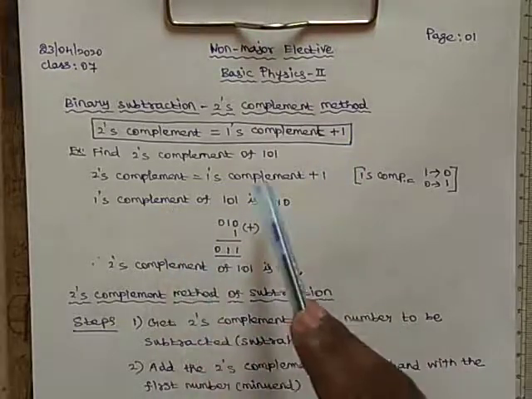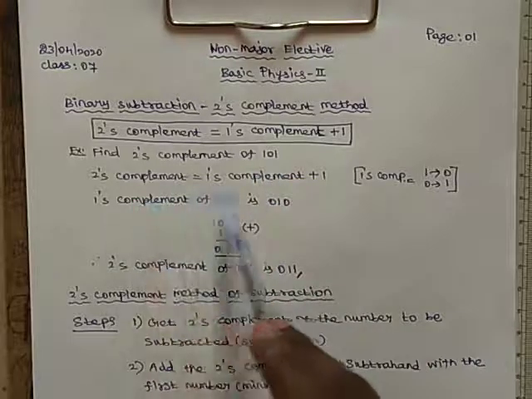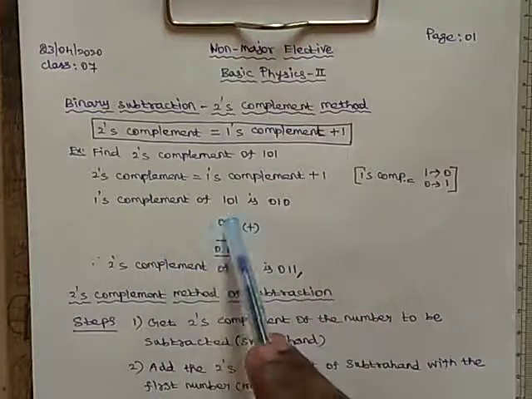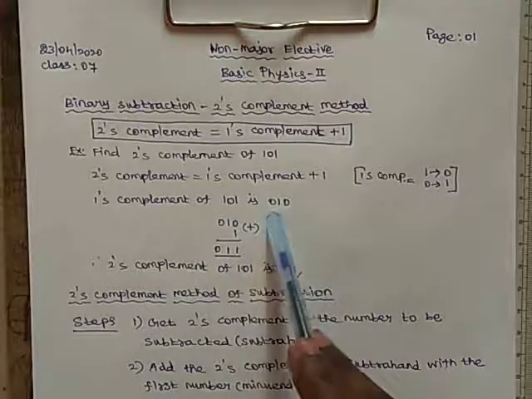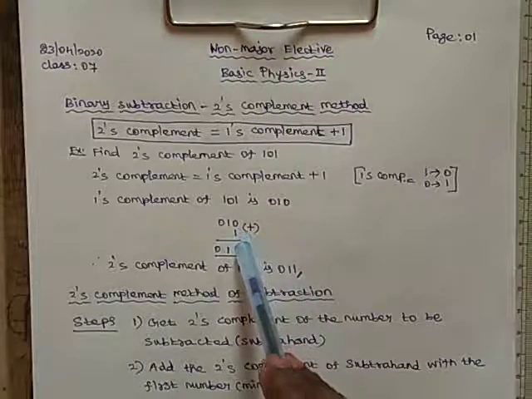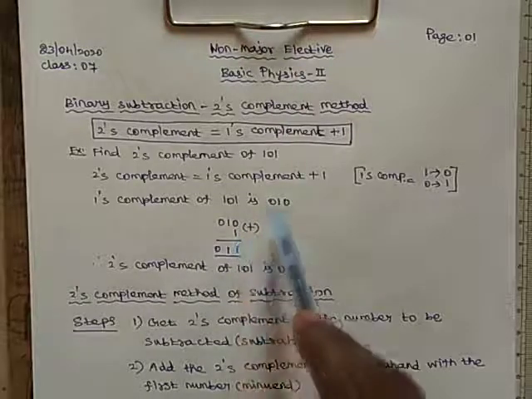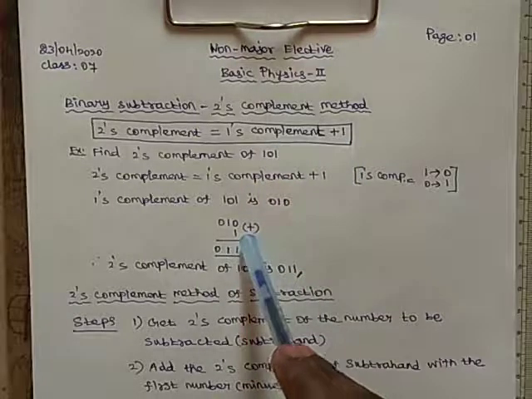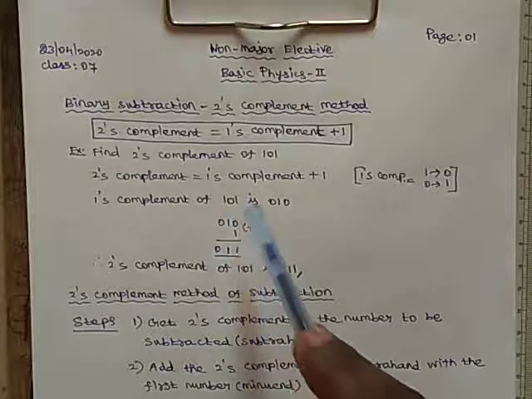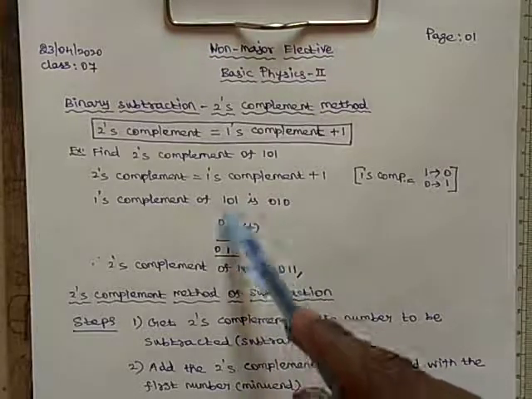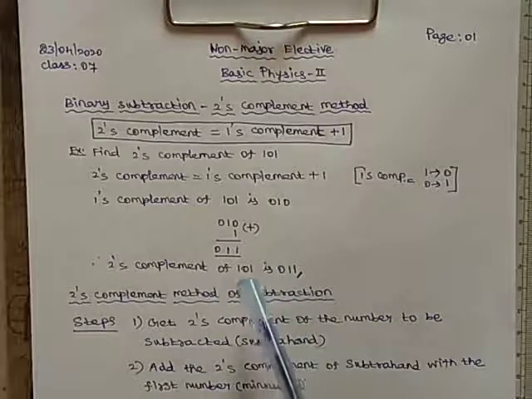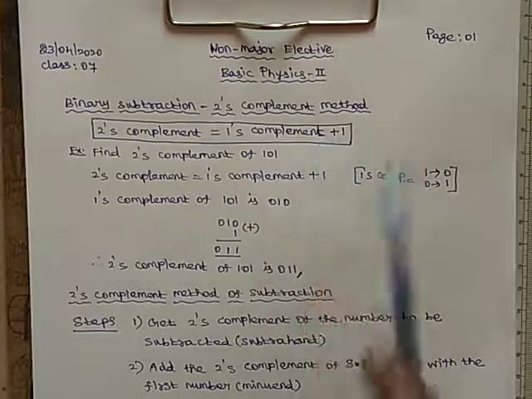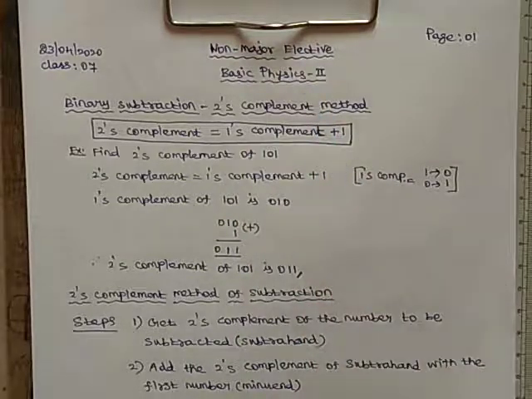For example, the two's complement of 101. We first take the one's complement, then we add 1. The one's complement of 101 is 010. Then we add 1 to the one's complement, that is, one's complement plus 1. We add it to the last digit: 0 plus 1 is 1, so we get 011. This is the two's complement. So two's complement is nothing but one's complement plus 1. That is the two's complement method.